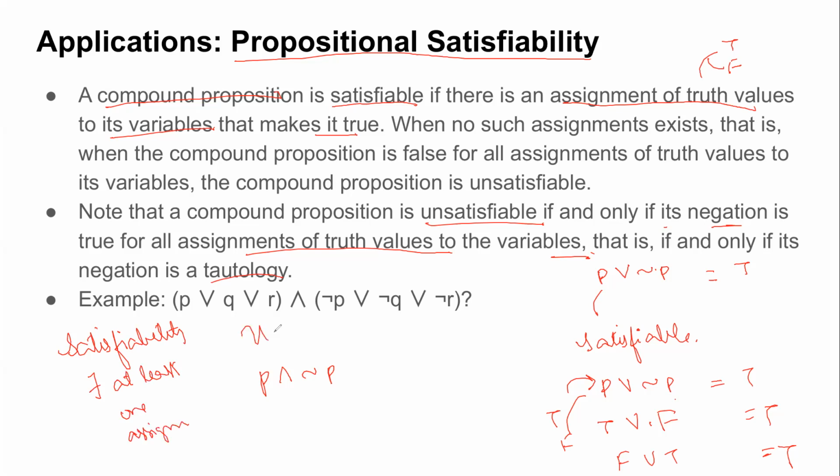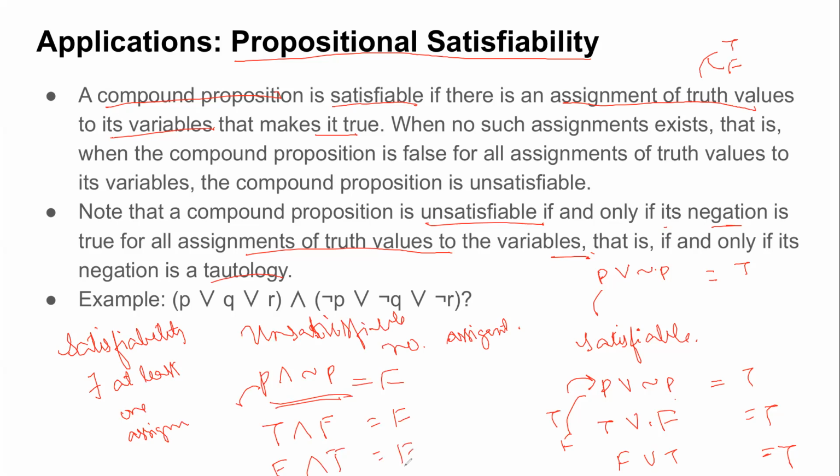For unsatisfiable, there should be completely no assignment. So it's like its negation should be a tautology. We know that this is a contradiction because any value I give, it will always be false. If I put the value true, not of true is false, so this is false. If I put a value of false, it's still false, right? So this is unsatisfiable.